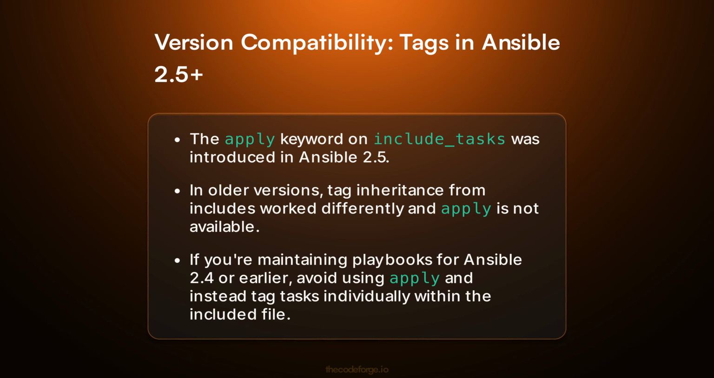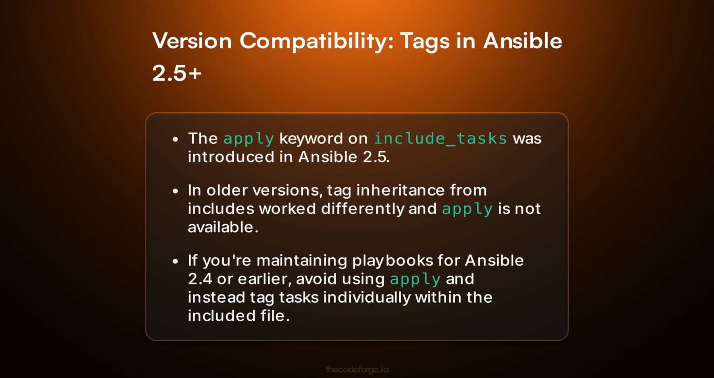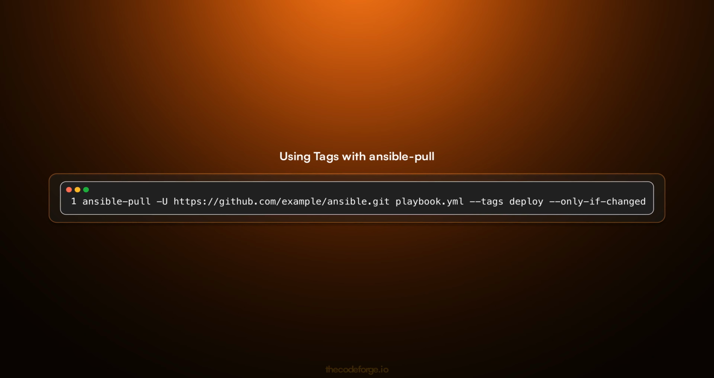The apply keyword on include tasks was introduced in Ansible 2.5. In older versions, tag inheritance from includes worked differently, and apply is not available. If you're maintaining playbooks for Ansible 2.4 or earlier, avoid using apply and instead tag tasks individually within the included file. The article mentions ansible-pull supports tags, but doesn't show an example. Here's how to use tags with ansible-pull to run only specific tasks from a remote repository.